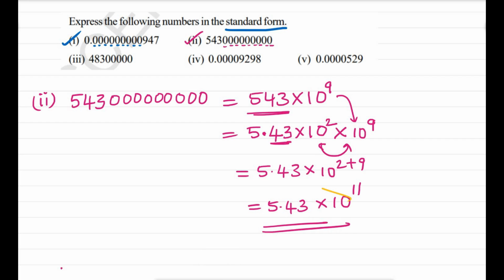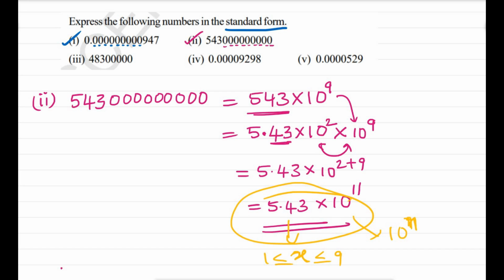And you can also check the result. This is x, where x is between 1 and 9, and to the power of 10. The power of 10 may be any integer, n belongs to any integer. So here you have to solve the homework. Number 3, number 4 and number 5 you have to do as homework.